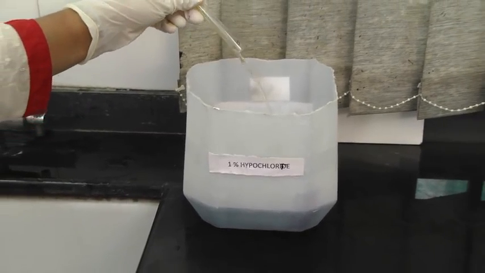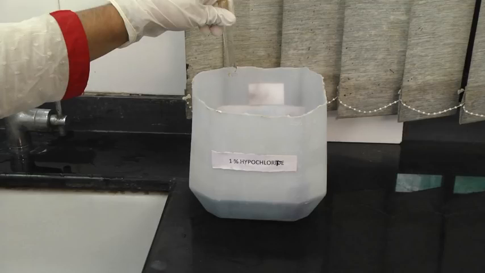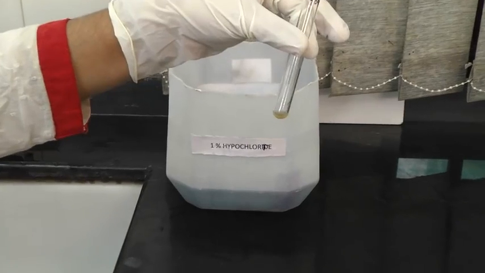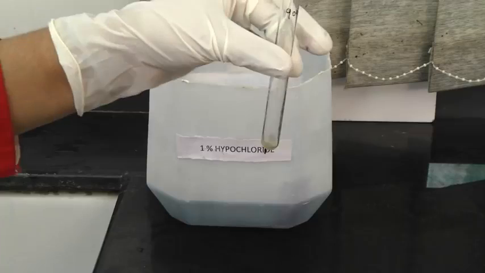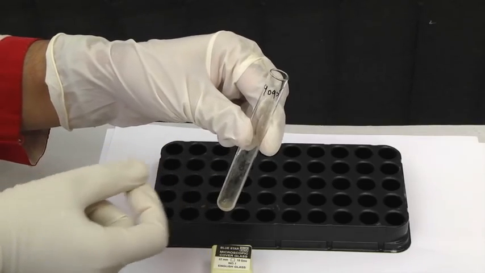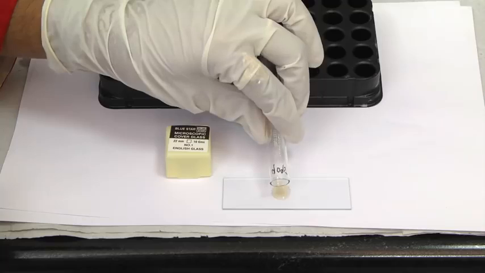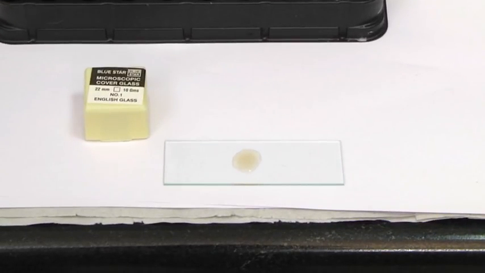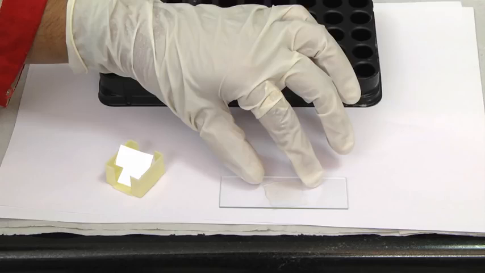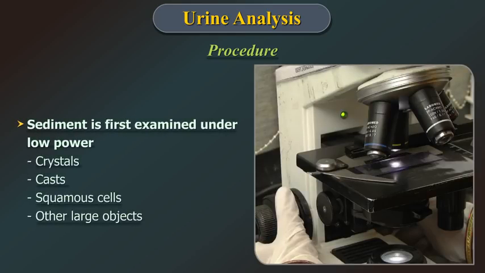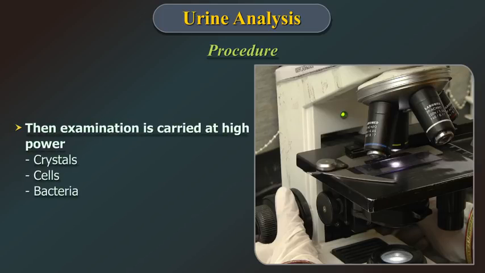Pour off the supernatant till a volume of 0.2 ml is left inside the tube. The sediment is resuspended in the remaining urine by flicking the bottom of the tube. A drop of resuspended sediment is placed onto a glass slide and a cover slip is placed on it. The sediment is first examined under low power to identify crystals, casts, squamous cells, and other large objects. Then examination is carried out at high power to identify cells and bacteria.